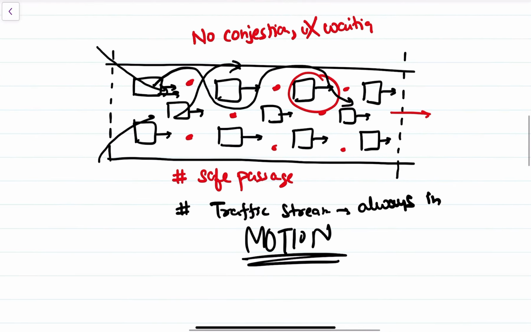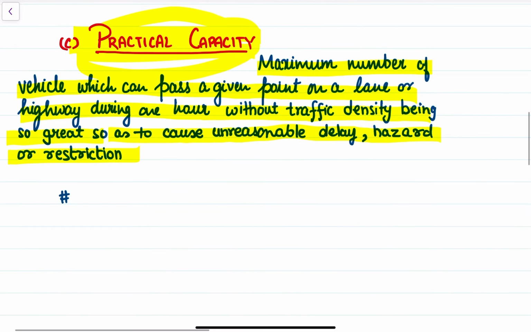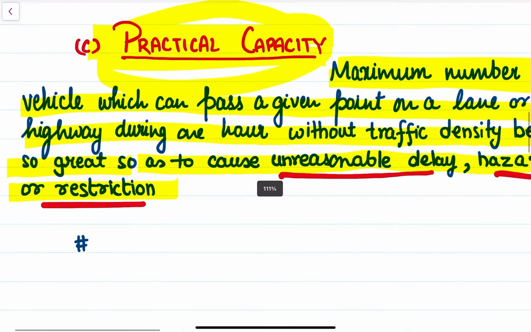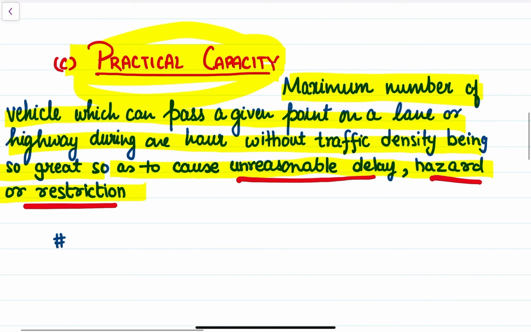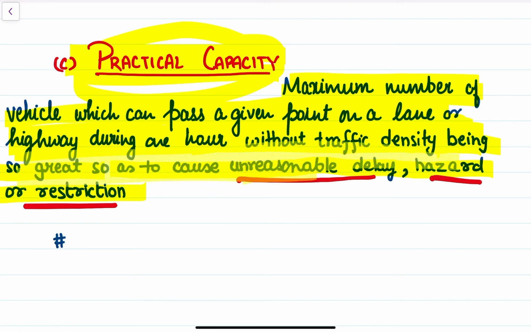This happens when the traffic density is such that there is no unreasonable delay, hazard or restriction to the commuters or vehicles moving in the road section. Let's repeat this definition: the maximum number of vehicles that can pass a given point on a lane during 1 hour without traffic density being so great as to cause unreasonable delay, hazard, or restriction.